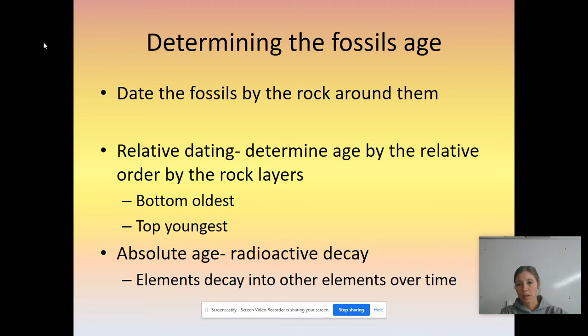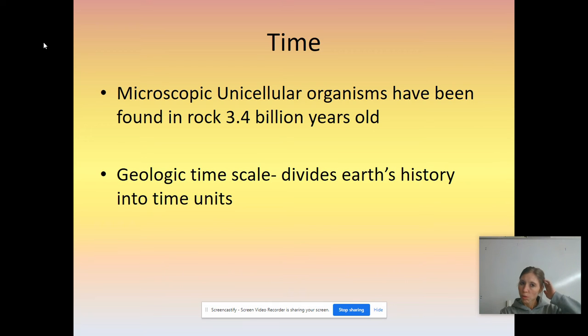Then this is probably the craziest thing to think of, and we kind of touched on this the other day: time. Microscopic unicellular organisms have been found in rock 3.4 billion years old. At this time, that would be one of the earliest things that we have found. Now, the Earth is around 4.5, 4.6 billion years old. So we have not found anything to date older, but they can use rocks to determine that. They're not saying that they can't date the rocks. They have not found anything that was a cell living after 3.4 billion years.